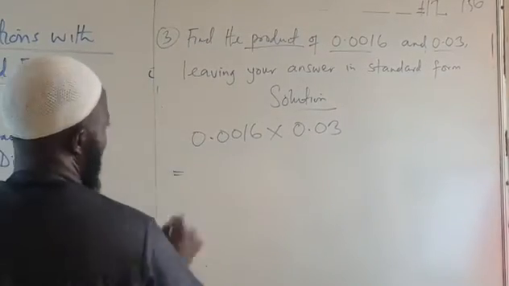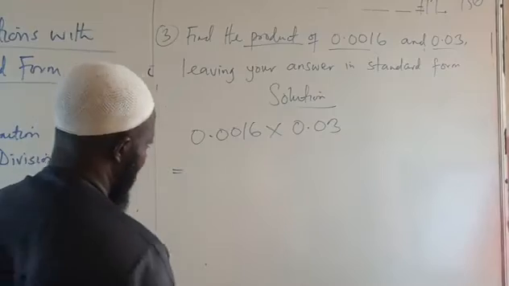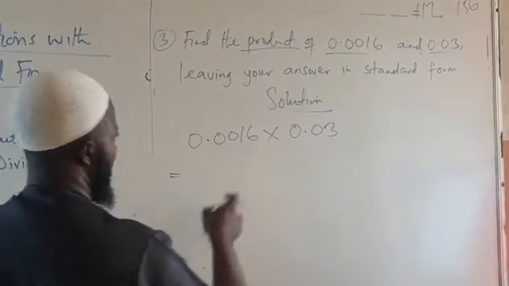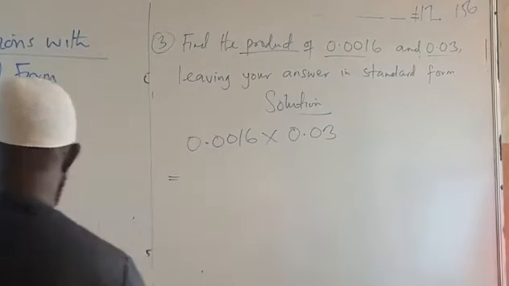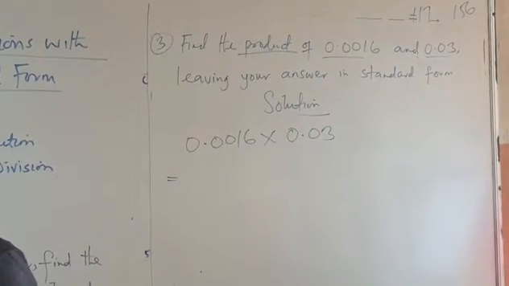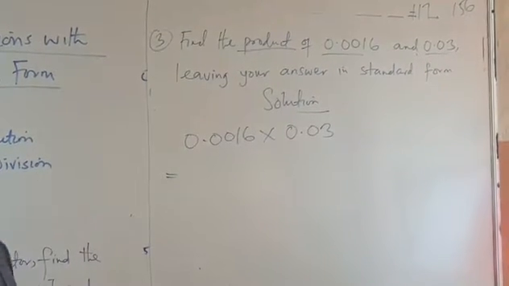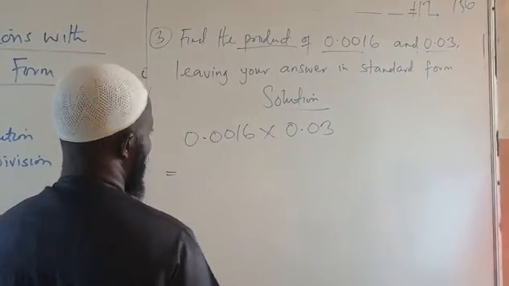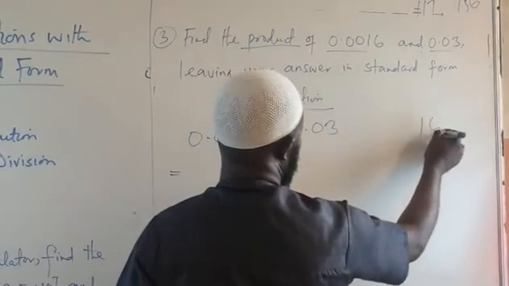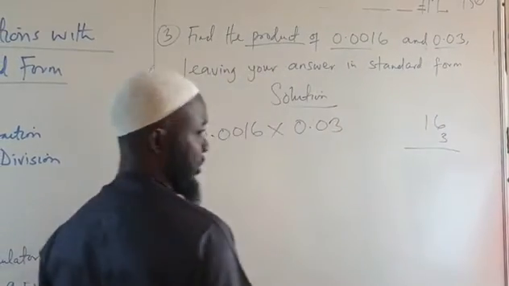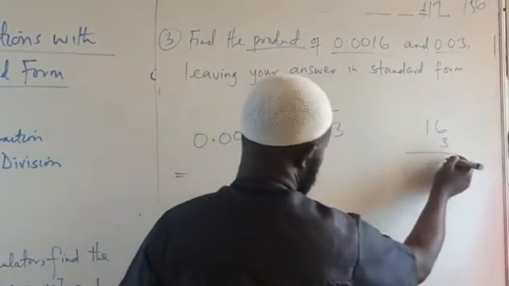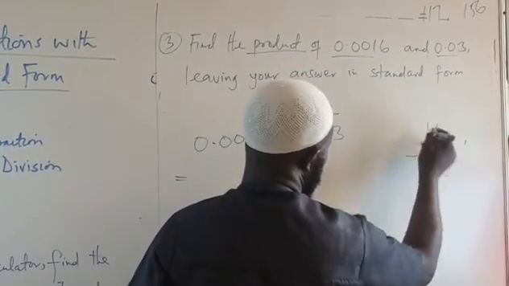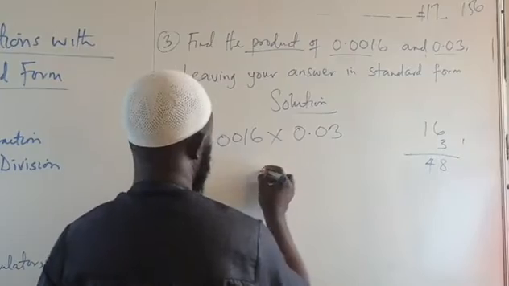So what are you going to do? You can do it in two ways. Convert this one to standard form, and do the operation the way we did the other one to arrive at the answer. Or you multiply this without using calculator. That is 16 multiplied by 3. That is the first thing we need to do. So we have 3 times 6, that gives us 18. Middle one, that is 3 times 1, 3 plus 1, that is of 48. So we have 48 here.